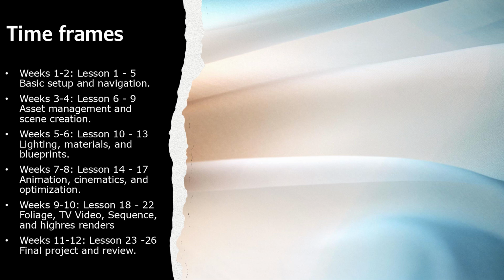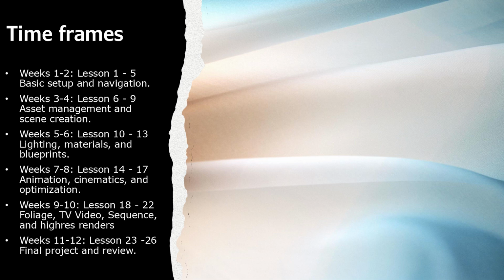The timeframes we are looking at in the course is structured to be completed over a period of 12 weeks, with each lesson designed to take about 1 to 2 hours of your time, and we can have a look at the breakdown as scheduled. In the first 2 weeks, we will have a look at lessons 1 to 5, where we deal with the basic setup and navigation. In weeks 3 to 4, we'll deal with lessons 6 to 9, in which we will have a look at asset management and scene creation.